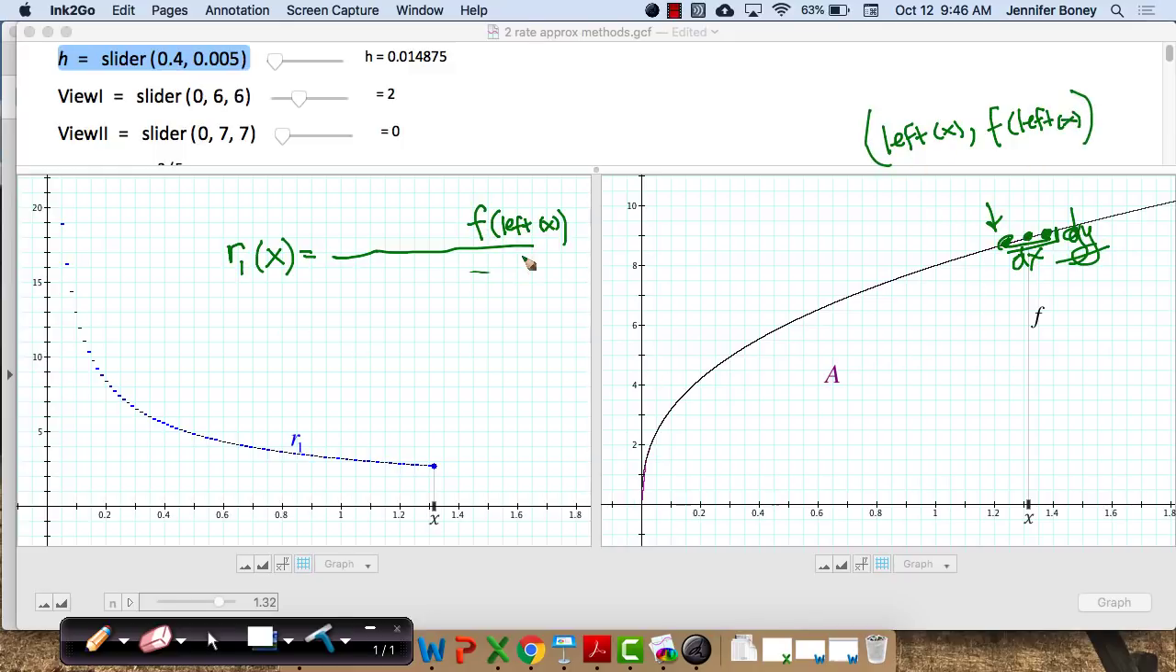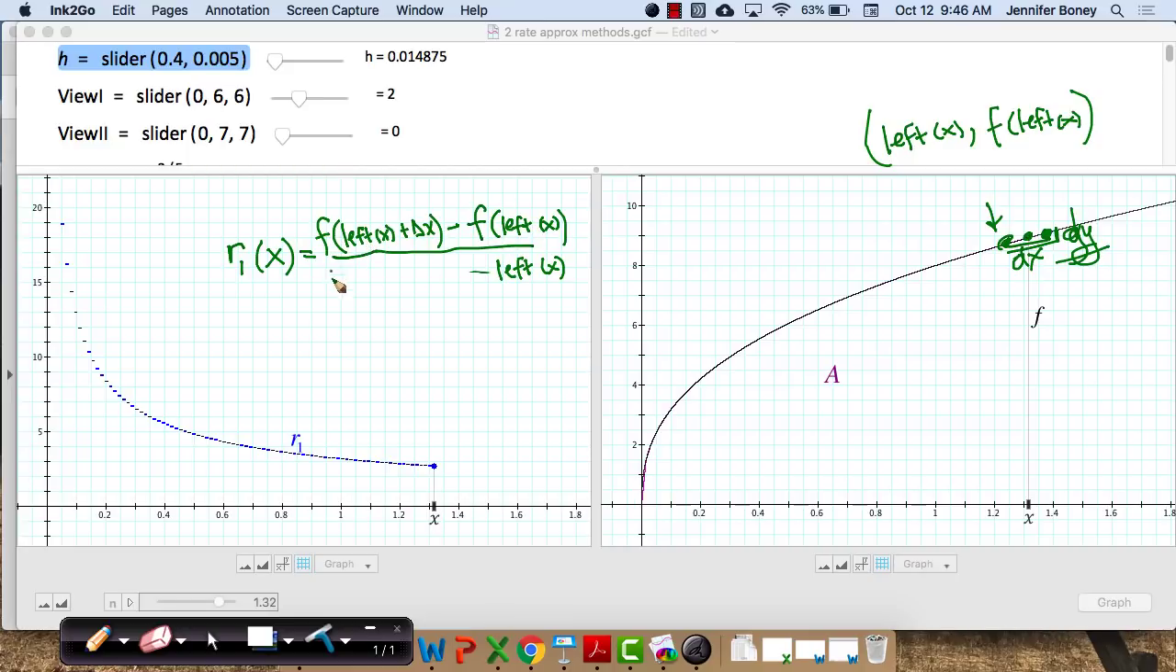And at the right end, we have the f of, well, left of x plus delta x, which is kind of a mess to write, but left of x is the left end of the interval. If I add delta x to that, I'm now at the right end of the interval. That's the y value at the right end minus the y value at the left end.